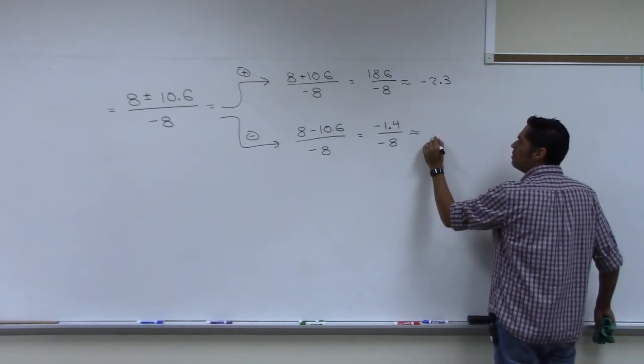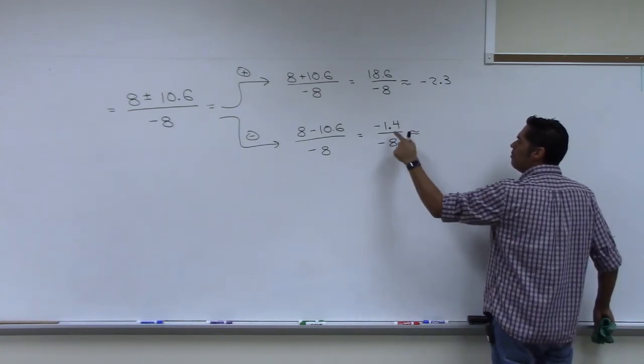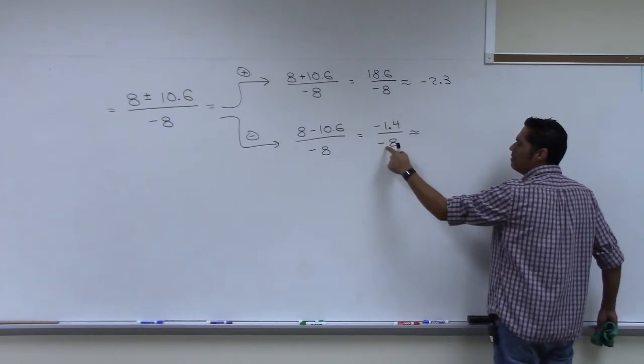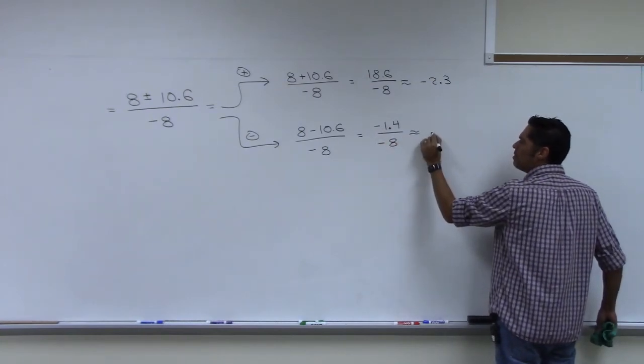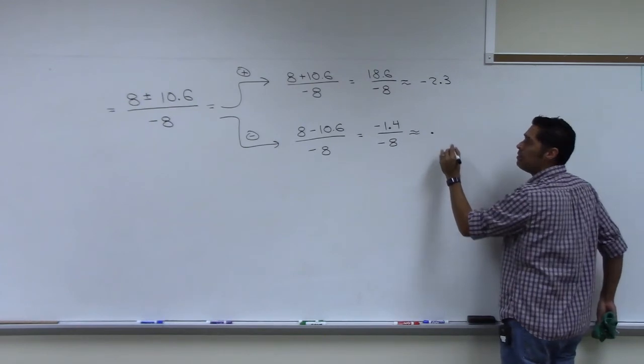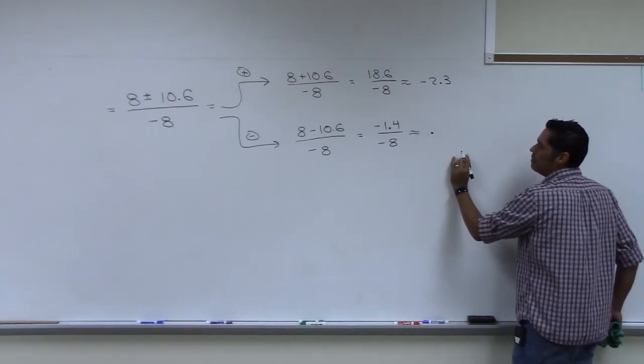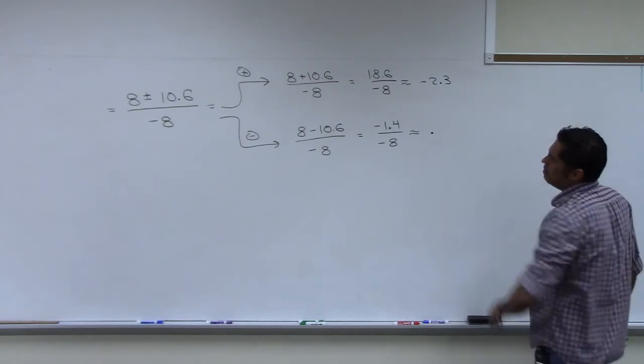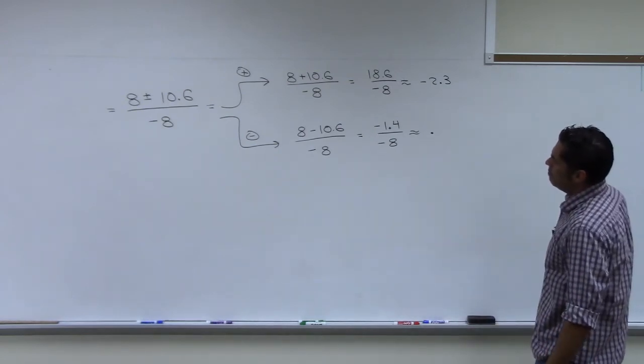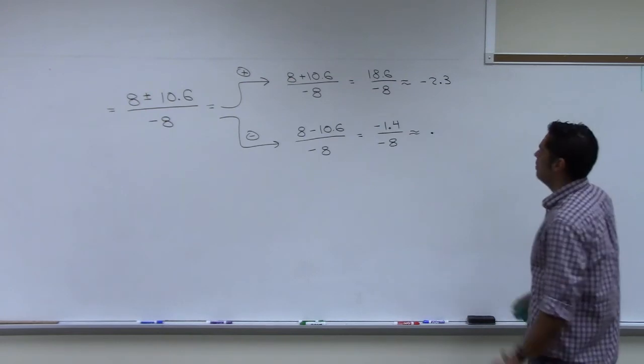We should have a negative over negative, right? So it should be positive point 3. I'm getting two different answers. It's negative 2.6 when you subtract 10.6 from 8. What did I do? Bad math. Oh, yeah, that's bad math.